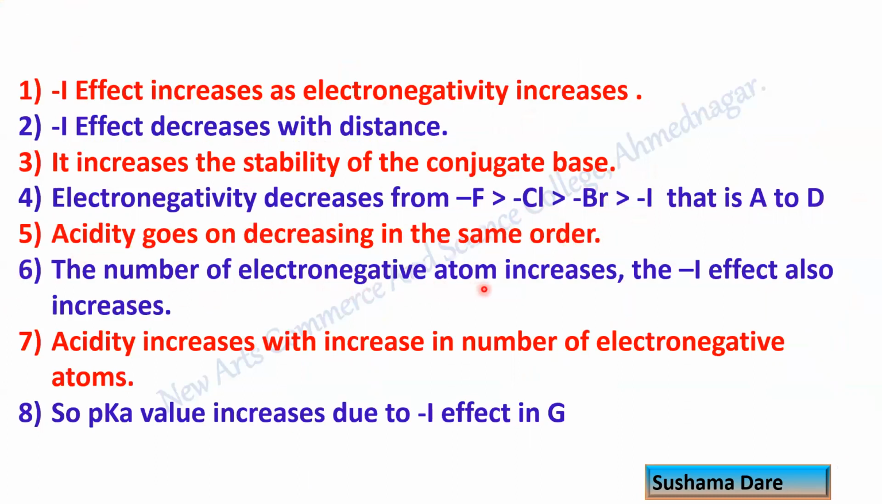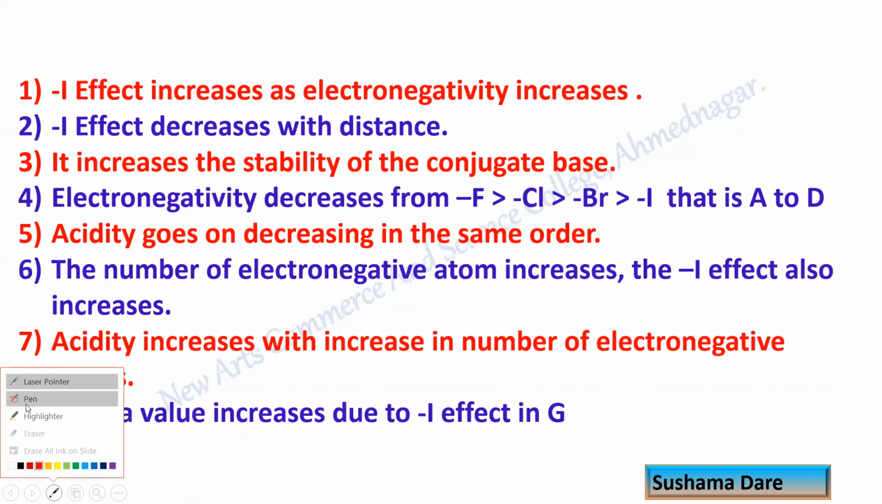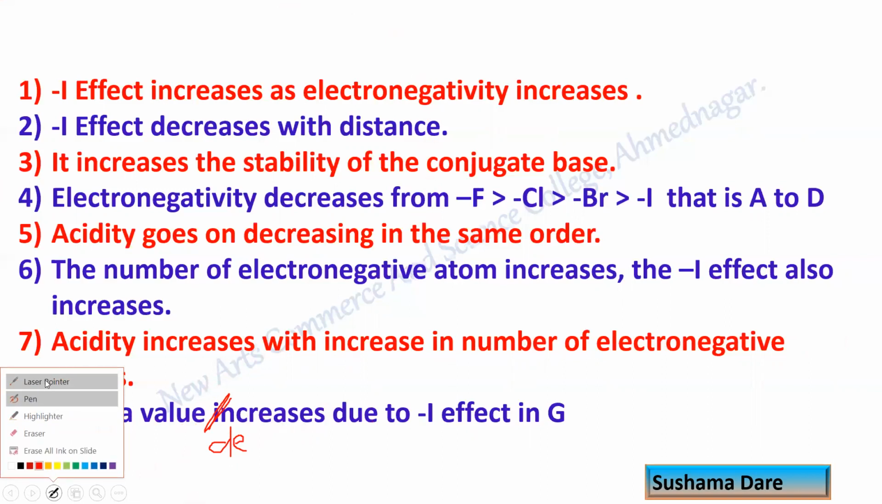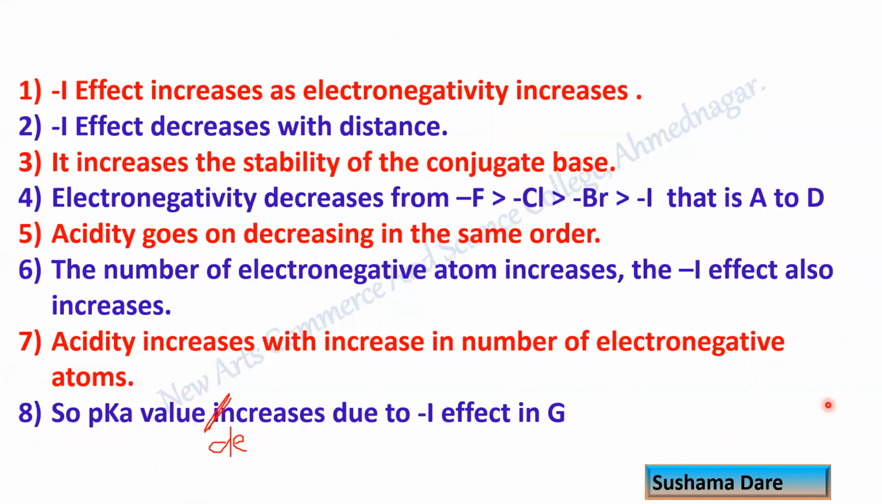The number of electronegative atoms increases, the minus I effect also increases. Acidity increases with increase in number of electronegative atoms. So pK value decreases due to minus I effect. So again, you make the correction here. So pK value decreases due to minus I effect, which is present in G. So make the correction with this.